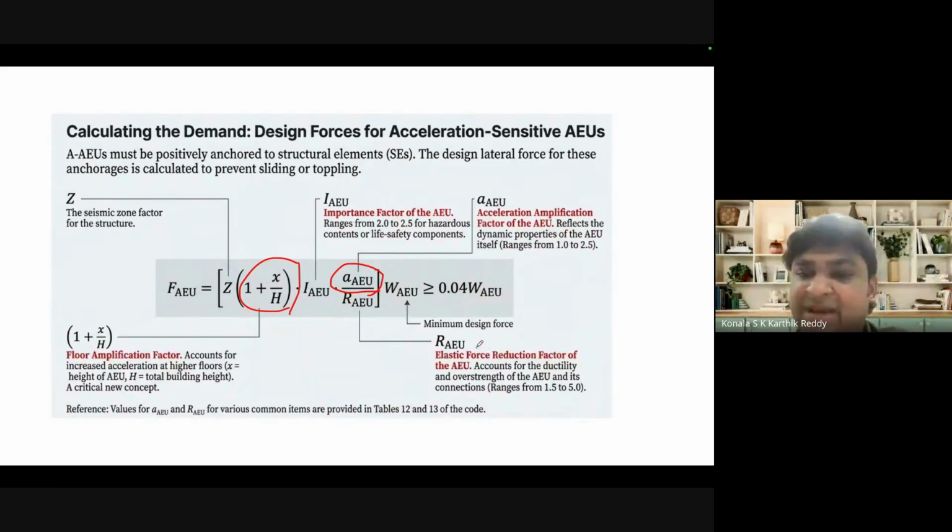We have a reduction factor. This reduction factor is typically there so as not to over-strengthen the anchorage systems and all. You might have heard about this reduction factor even while you are designing your structures based upon the equivalent lateral load method also, ZI Sa by g by 2R. That's actually called the response reduction factor, but here we call it the elastic force reduction factor.